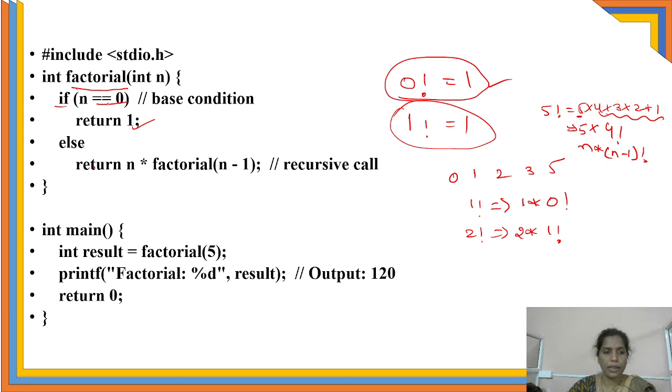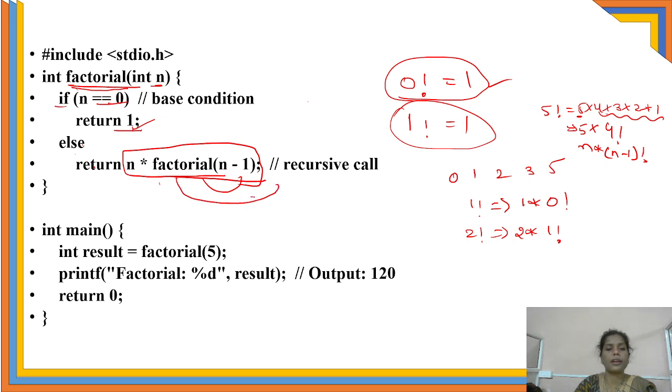So if n equals 0, directly we are writing the base case, return 1. Else we are returning n into factorial of n minus 1. See, in factorial of n, you are calling factorial of n minus 1. You are calling the same function. This is called recursion. Okay.